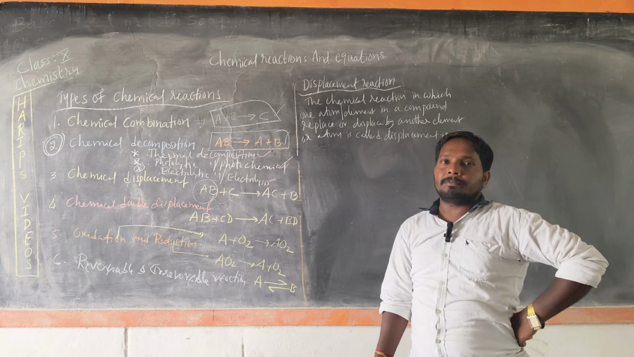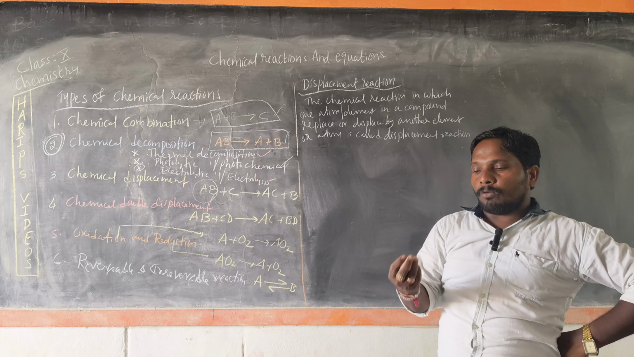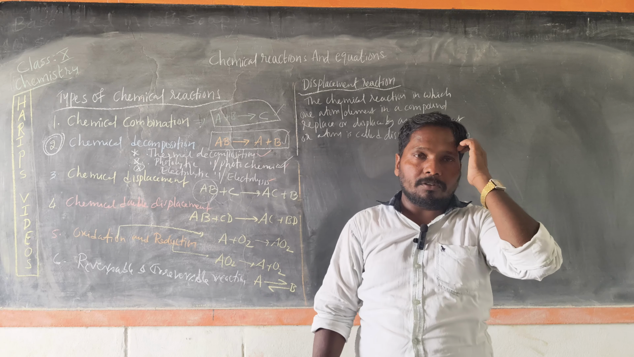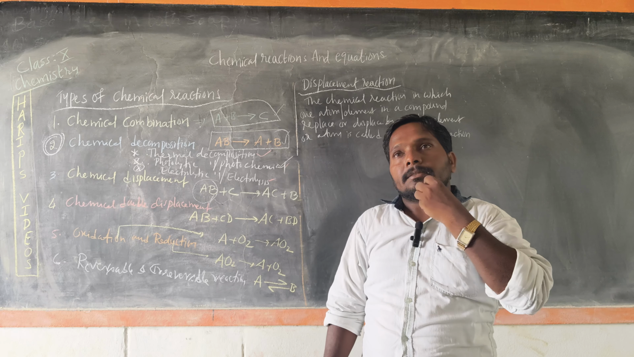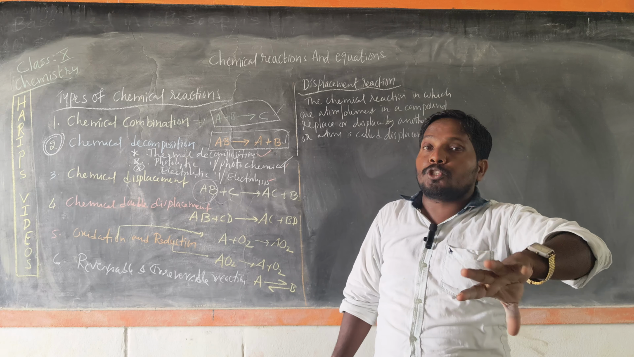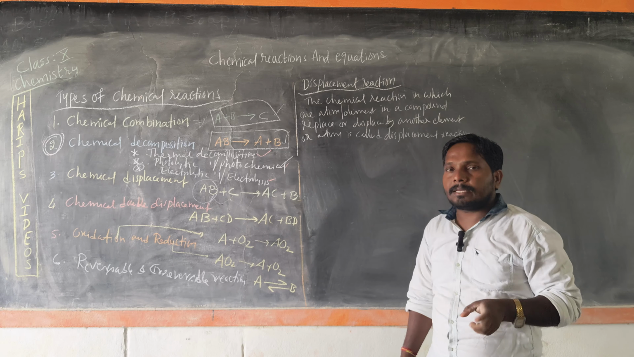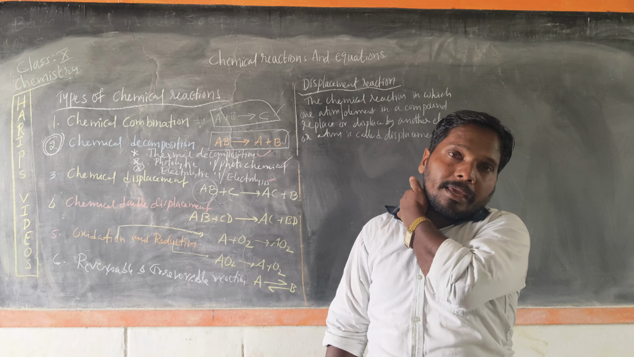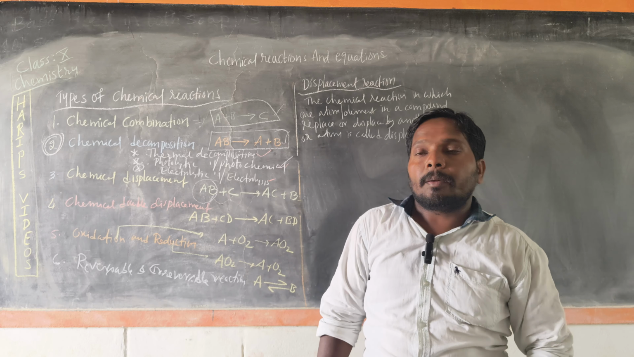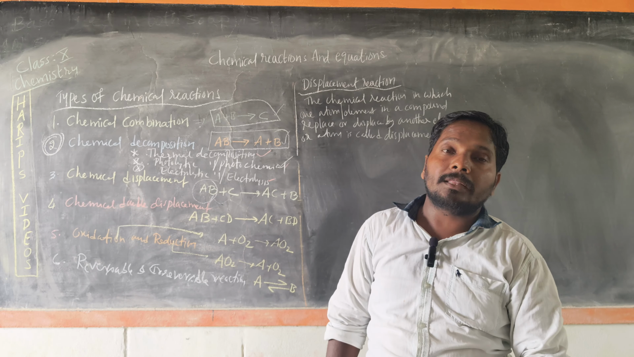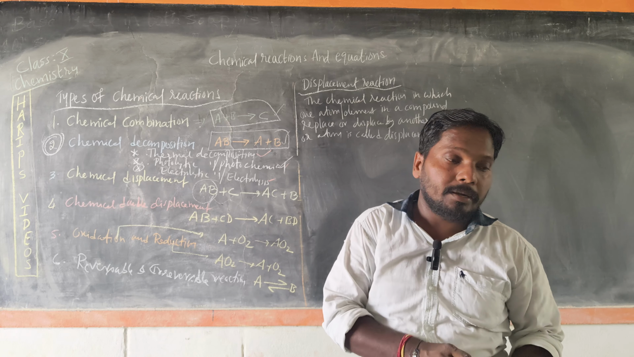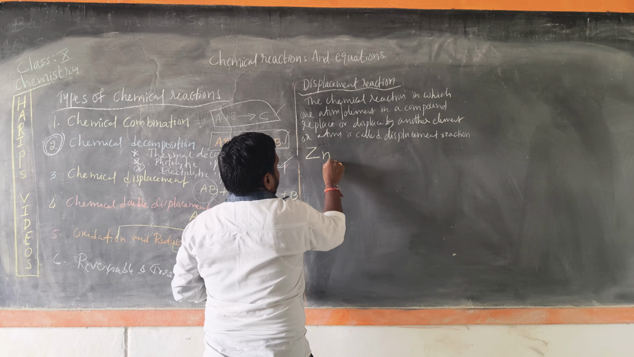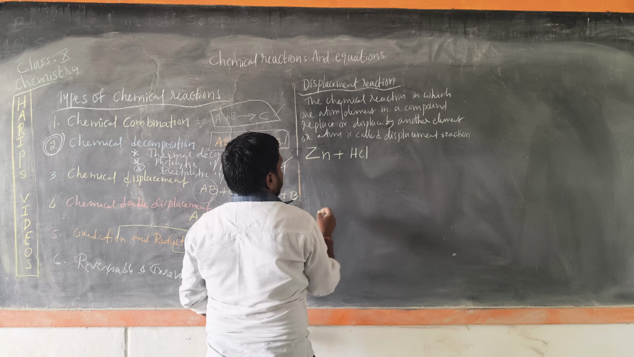Generally, how does the replacement happen? When the stronger one comes, it replaces the weaker. So here also, the chemically less reactive element can easily be replaced by a chemically more reactive element or atom. So, for example, zinc plus hydrochloric acid.